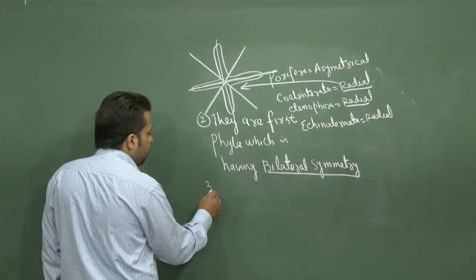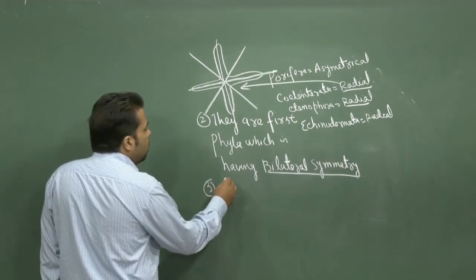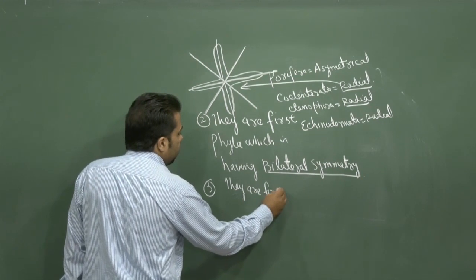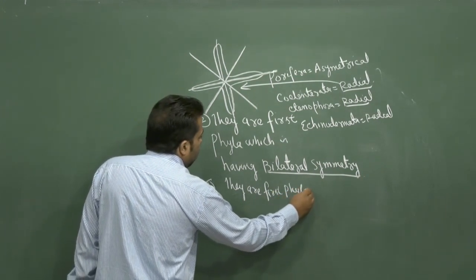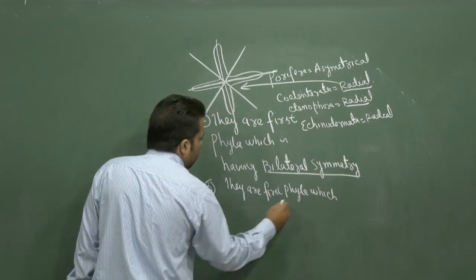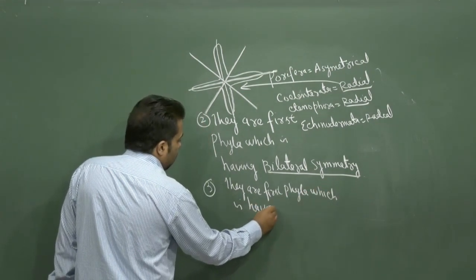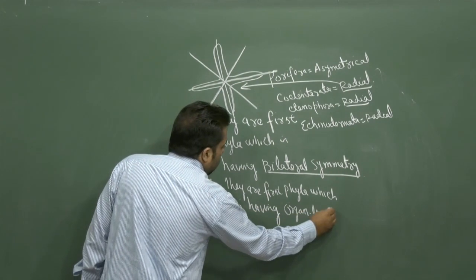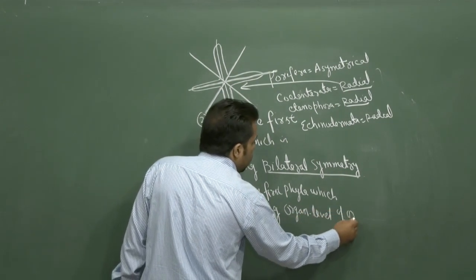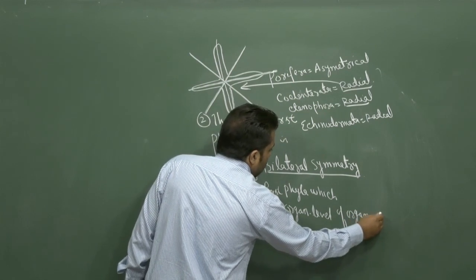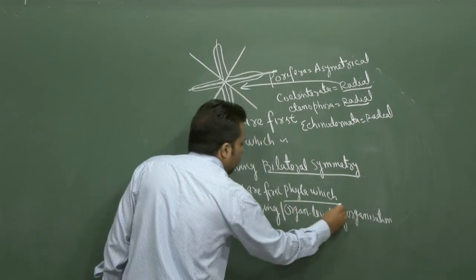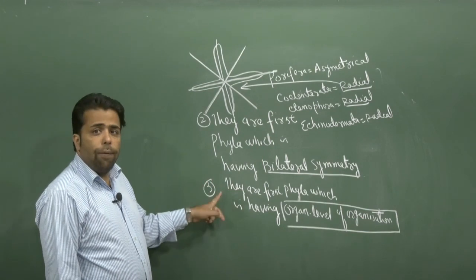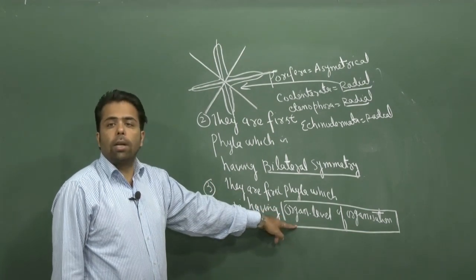Point number 3, we are discussing the general features. They are the first phyla which have organ level of organization. Rather, this is the only phylum which has organ level of organization.